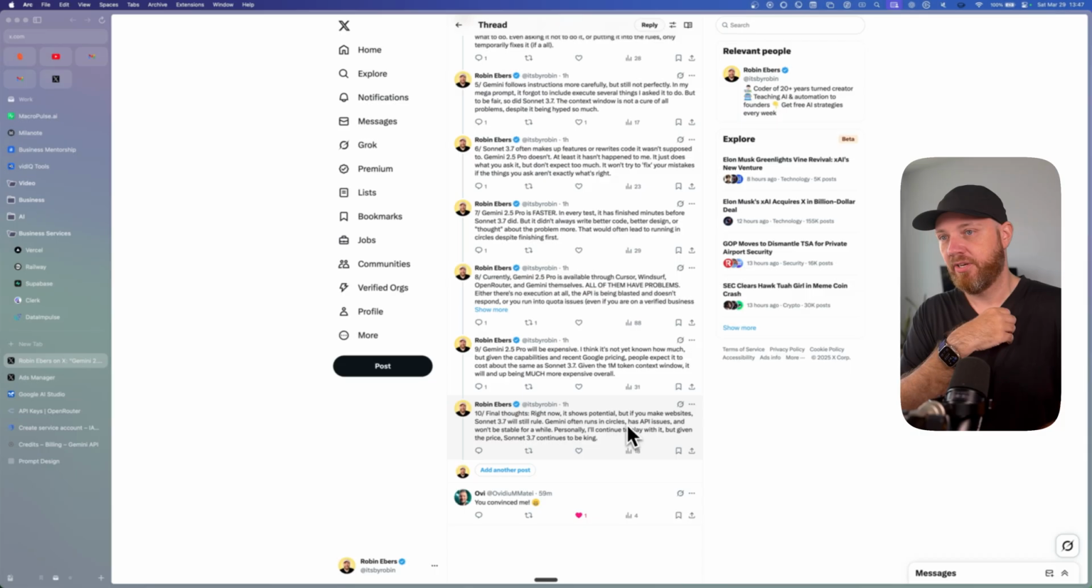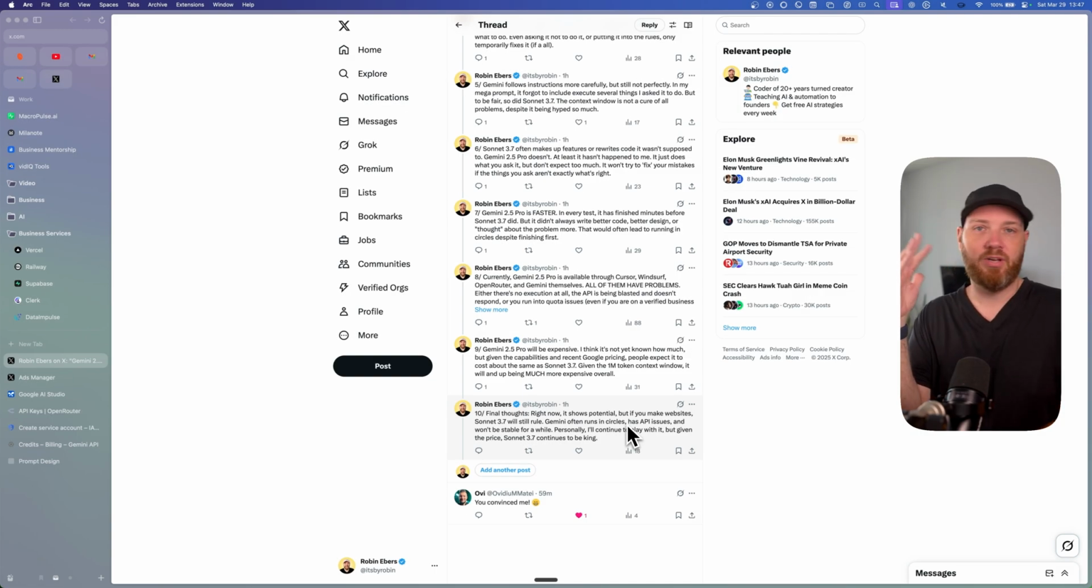Final thoughts, right now I think Gemini has potential and maybe future fine tunings of it will be better. If you're anything like me and you want to just build and not think about it too much, then Sonnet 3.5 and 3.7 are still the best models to go with.